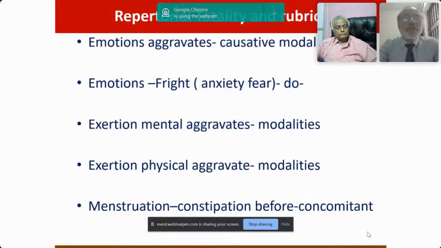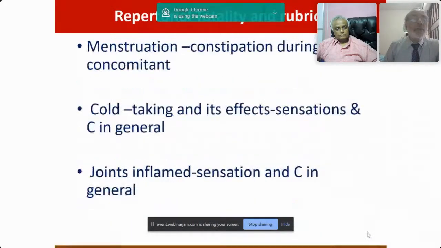So we have taken these rubrics: emotion aggravates as a causative modality, emotions, fright, anxiety aggravates as a causative modality, exertion, mental aggravates as a modality, exertion, physical aggravates as a modality, menstruation, constipation before as a concomitant, menstruation, constipation during as a concomitant, cold taking and its effect, sensation and complaints, that is a chapter in Boger, and joints, inflamed, sensation and complaints in general. So these are all the rubrics we have taken, which cover the whole thing about the disease and the patient.